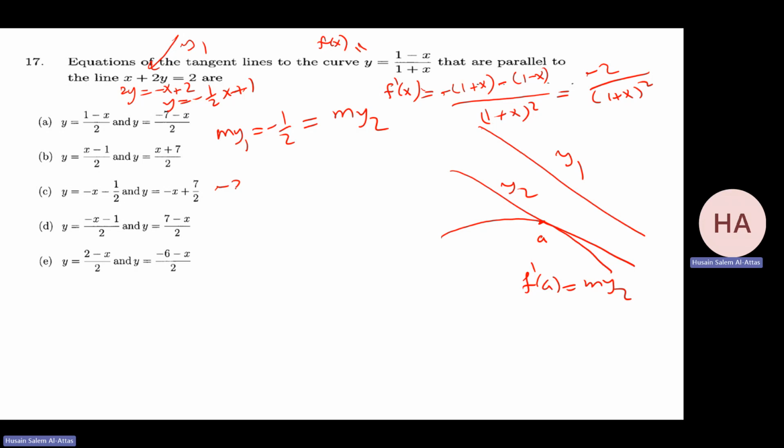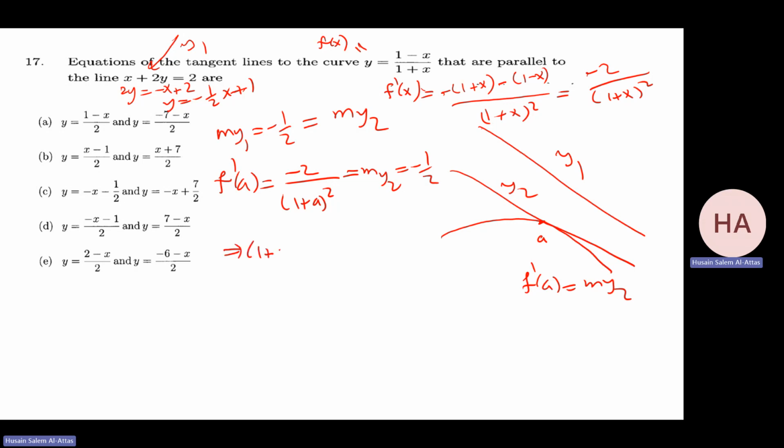So I have minus 2 over 1 plus x all squared is equal to minus half. That means 1 plus x all squared is equal to 4. Cancel the minus, equal to 4. No, no, no. I need to find it at a. Let me do it this way. F prime at a, which is minus 2 over 1 plus a squared, is equal to the slope of y2, which is minus half.